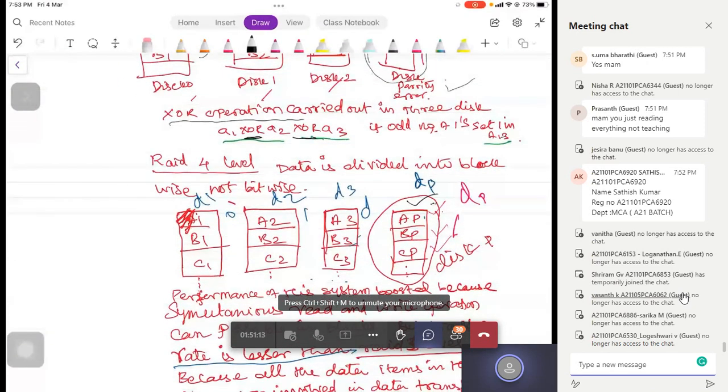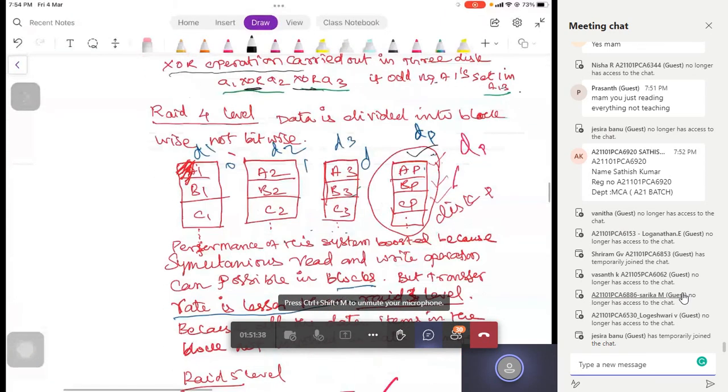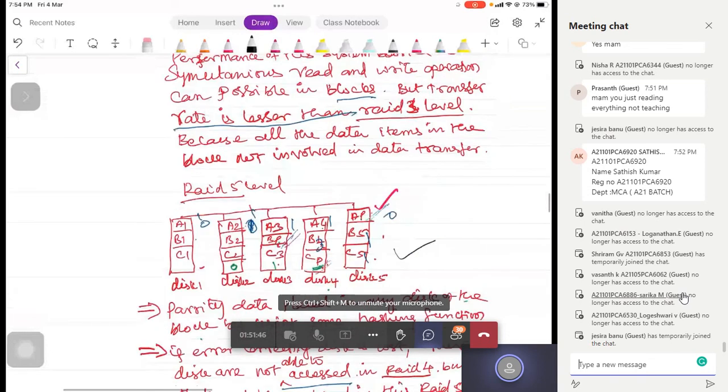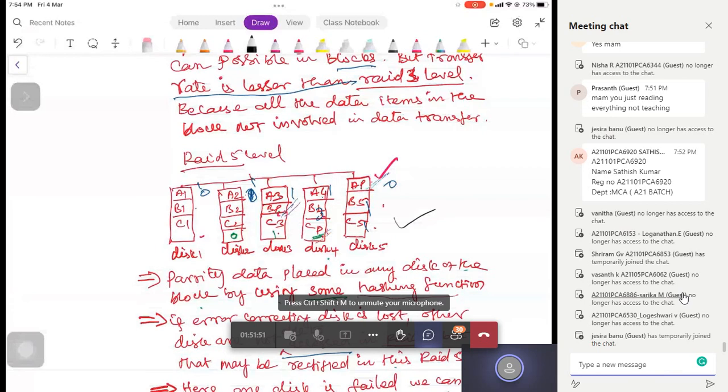But in RAID level 4, the data is divided into blocks, and the parity of each individual block is stored. The performance is very fast, but if a block is read, the whole block will be read, though not all the information in the block is needed. That way it is inefficient, because all the block content is not involved in a particular transaction. This transfer is not necessary.